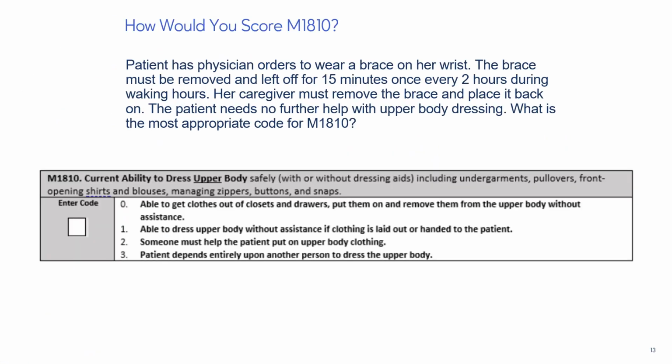Let's look at an example. So for M1810, the patient has physician orders to wear a brace on her wrist. The brace must be removed and left off for 15 minutes once every 2 hours during waking hours. Her caregiver must remove the brace and place it back on. The patient needs no further help with upper body dressing. So what is the most appropriate code for M1810? And these, of course, are your choices here.